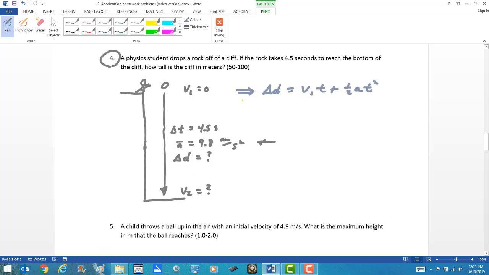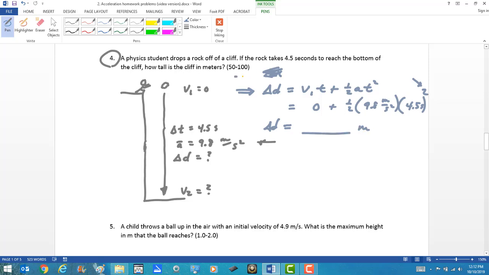Now we're not really working in the x-axis here, so notice I didn't write delta x. We're actually working in the y-axis, up and down the vertical axis, so you could put delta y. I just prefer to use delta d for distance. v1 is 0, so that whole term zeroes out. What's a? 9.8 meters per second squared. What's t? T is given in the problem. Let's see, this problem was 4.5 seconds. And don't forget to square that. And your answer for the height of the cliff, of course, will be in meters.